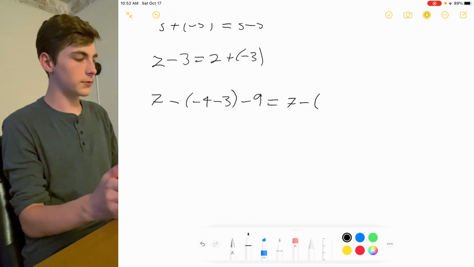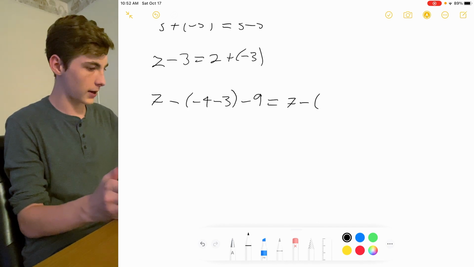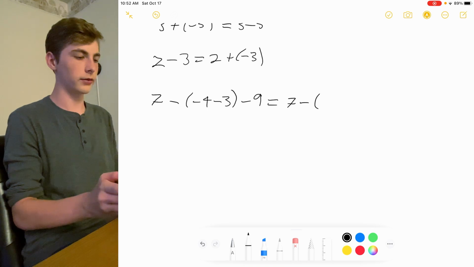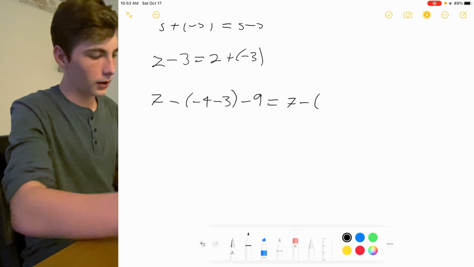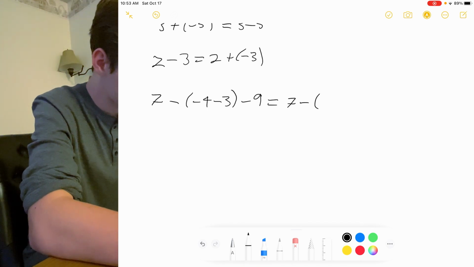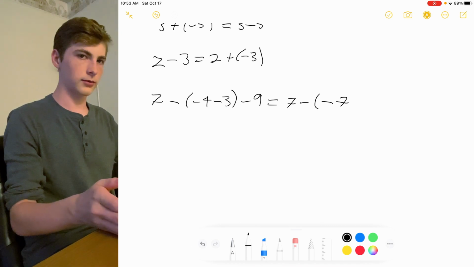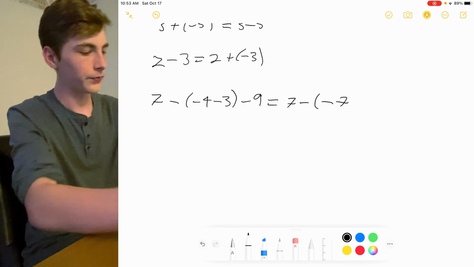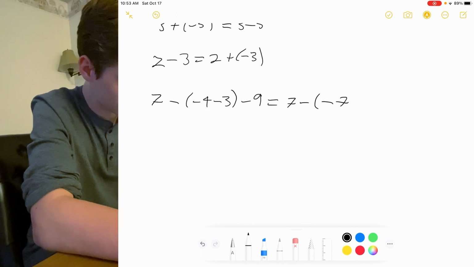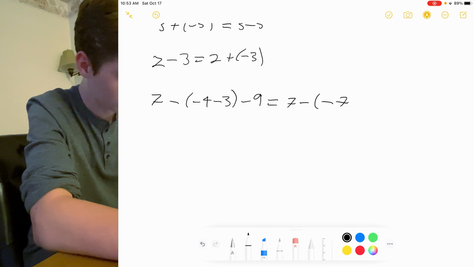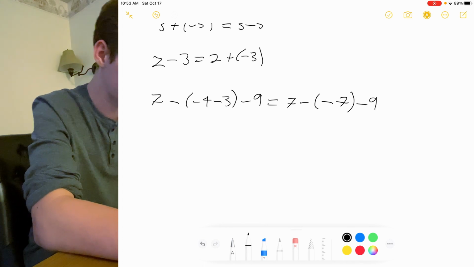So we've gone 4 steps back, now we're going 3 more steps back. -4 minus 3 is going to give us -7, right? Because 4 plus 3 is 7, and it's negative. And actually I can now take, I'll leave that parentheses there right now. And then -9 is still there.